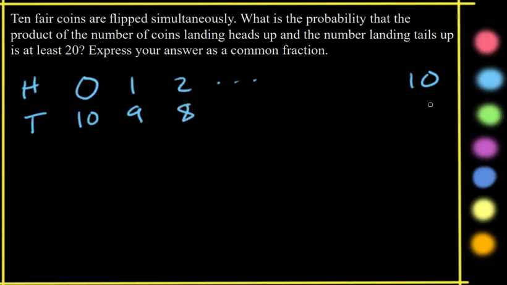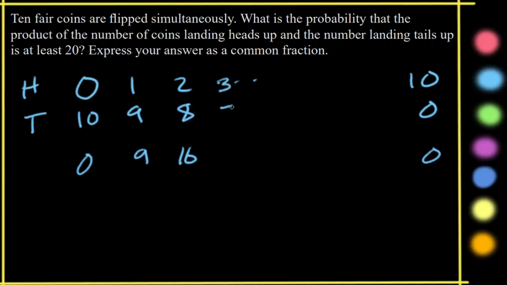2 heads will give 8, all the way to 10 heads giving 0. And what we need to figure out is which of these possibilities multiply to give you something that's at least 20. So you can just multiply these pairs. You get 0, 9, 16. You can see we're going up, and then we'll come back down to 0.